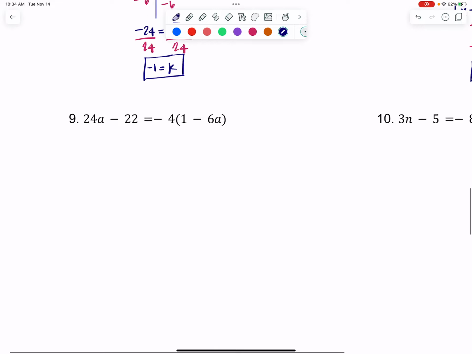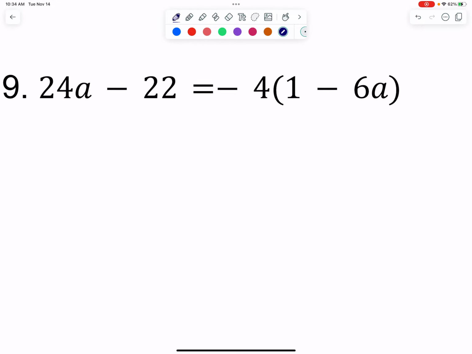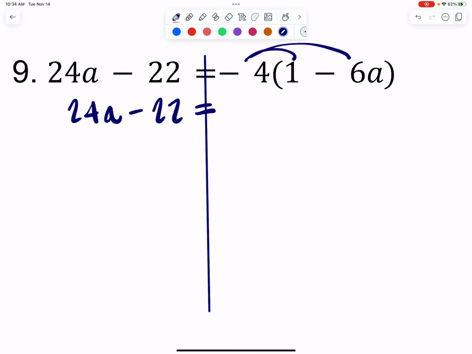Two more. I suggest that you pause the video and try these on your own, then see how you do. There's nothing to do on the left, so I'm going to rewrite it. I need to distribute on the right. So negative 4 times a positive 1 is a negative 4. Negative 4 times negative 6a is a plus 24a.